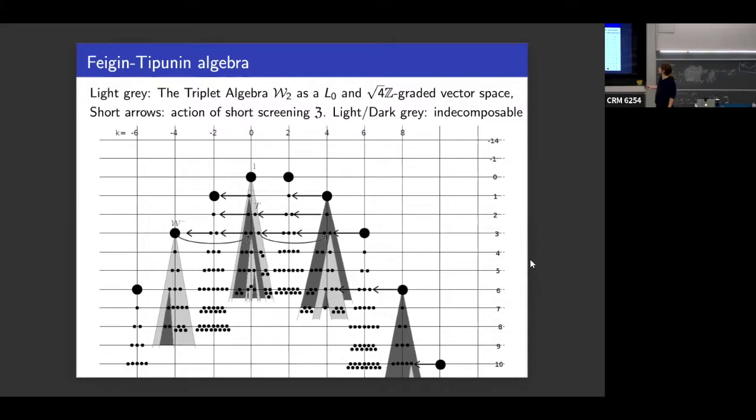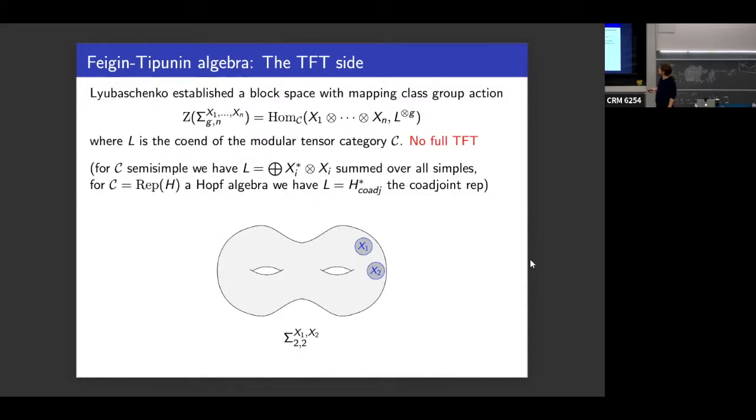So this is some recent work. Just to recall how much of a TFT we have in this case. So that's not the TFT part of it. So Lyubashenko has established that we have a space of conformal blocks. We can define a space. So given a category, we can define for each surface of genus g with n punctures decorated by elements in the category. So this is now a non-semisimple modular tensor category. I can define this space of blocks. So this is the tensor product of the labels, and here's the coend of the category.